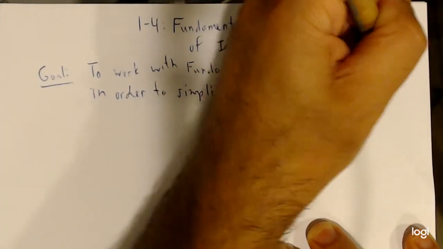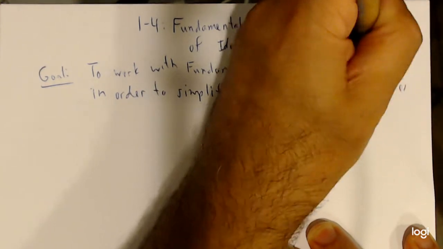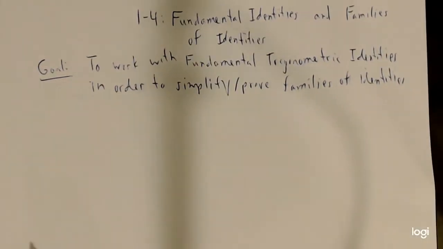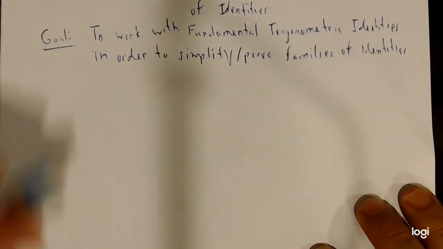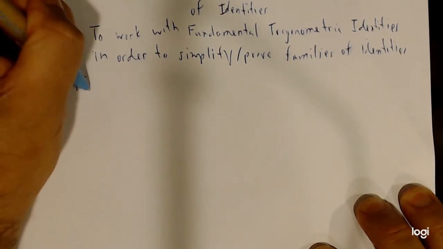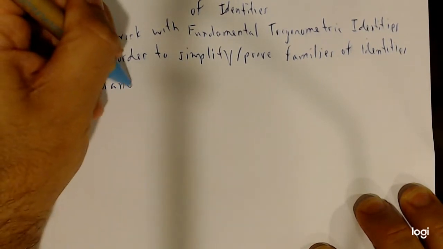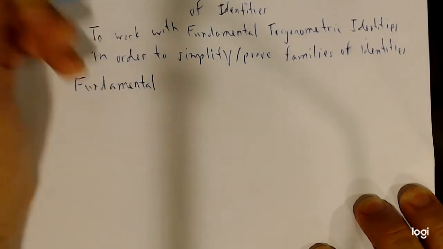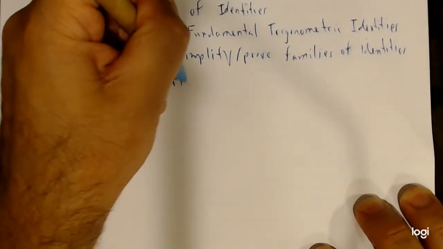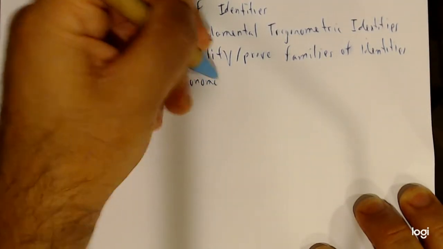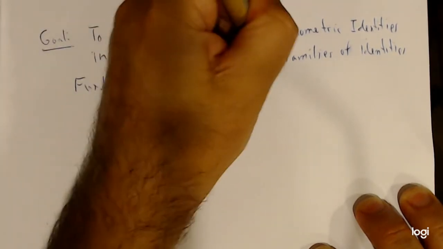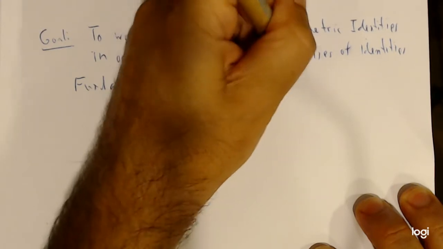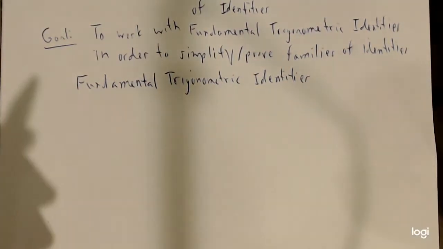Okay, so before we actually get into the proofs, what I want to talk about first is the fundamental trig identities that we need to know of. So let's start off with the fundamental trig identities, and it's very, very important that you memorize these because you need to know these identities to be able to solve or prove the equations on the second part.